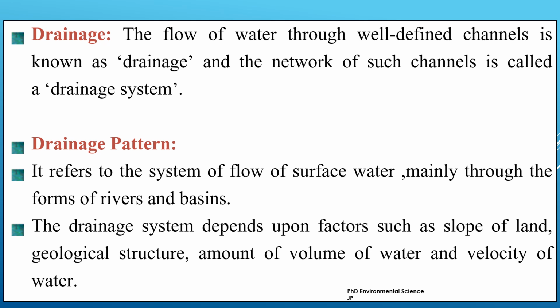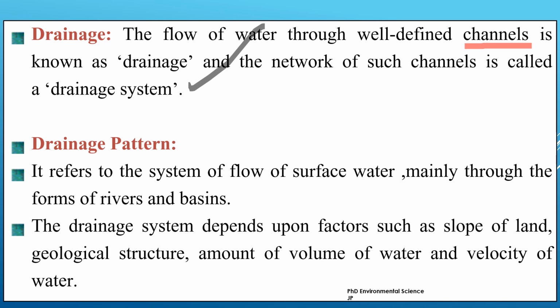The flow of water through well-defined channels is known as drainage, and the network of such channels is called a drainage system. Channels are the paths through which water flows. Channels can be natural, like rivers and streams, or artificial, like ditches and culverts. A drainage pattern refers to the arrangement and organization of rivers, streams, and other water bodies on the land surface.